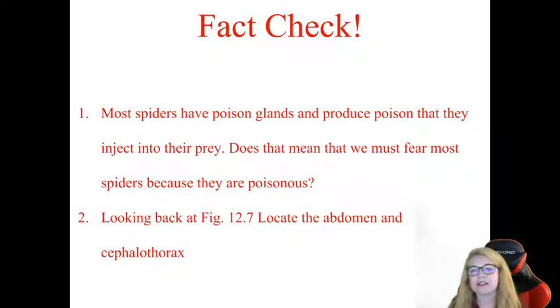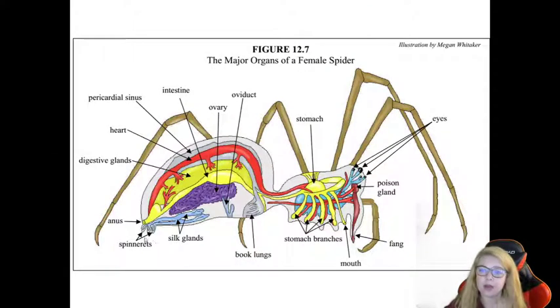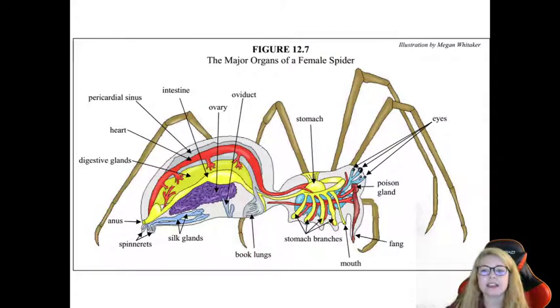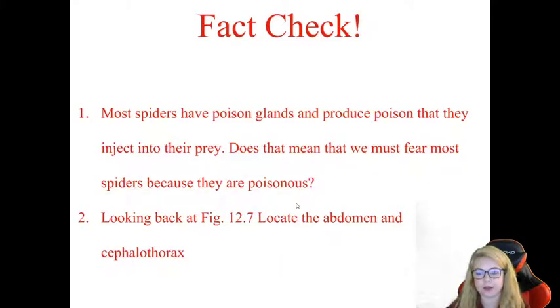Number 2 says, looking back at figure 12.7, locate the abdomen and the cephalothorax. So if we actually just go back, we already kind of went over it, but you can see here, this region right here would be considered the cephalothorax. And this region over here would be considered the abdomen. Okay, so for distinction, the 2 regions of the body.